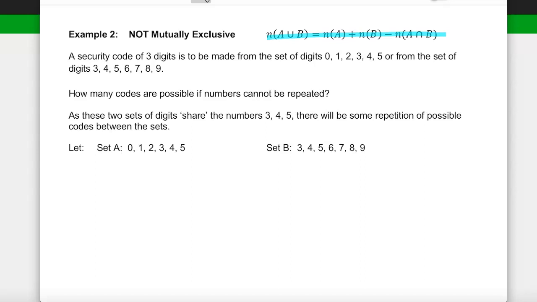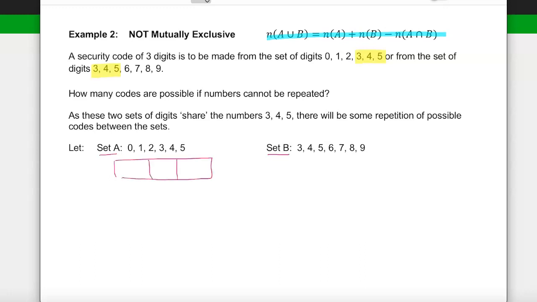So straight away what we notice is we have an overlap of 3 digits. When we make the code, they either have to come all from, we could call it set A, or they can come from set B. But what we notice here is we have a little bit of overlap. But let's consider each set separately.